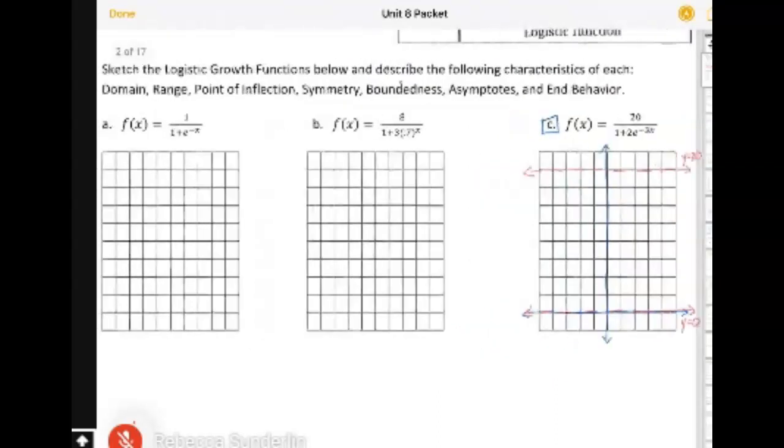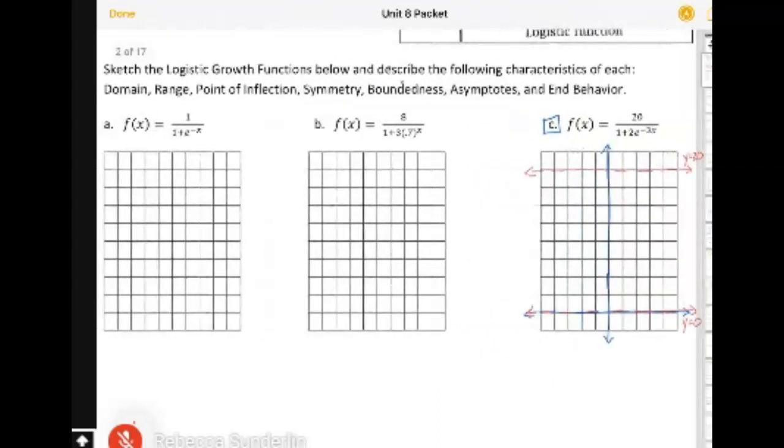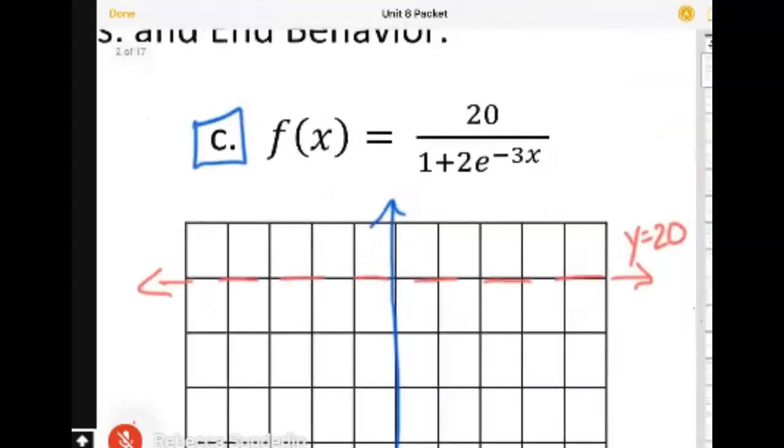Now, those asymptotes tell us what about all the things it wanted us to find? Why is it 0 again? Because it hasn't been shifted up or down. I know it hasn't been shifted up or down because this is an exponential function, and in the exponent, there isn't a plus or minus from x.